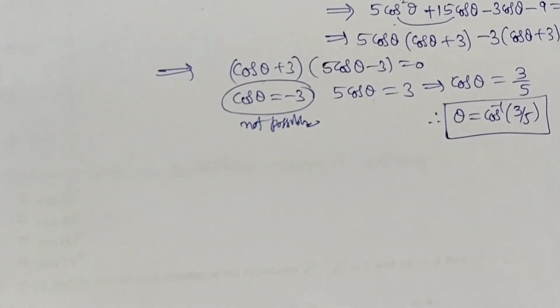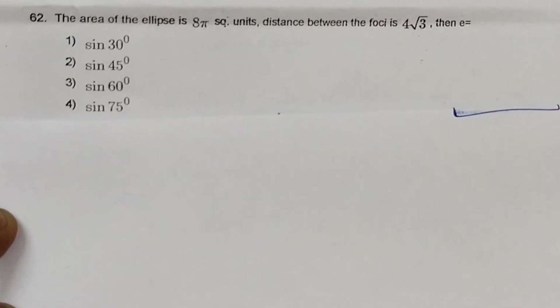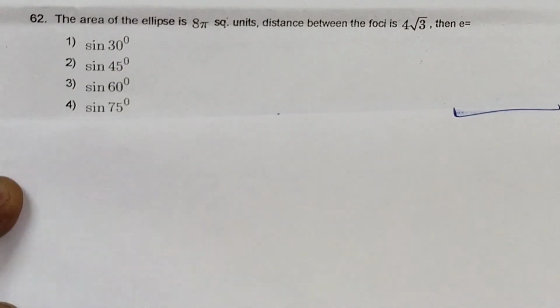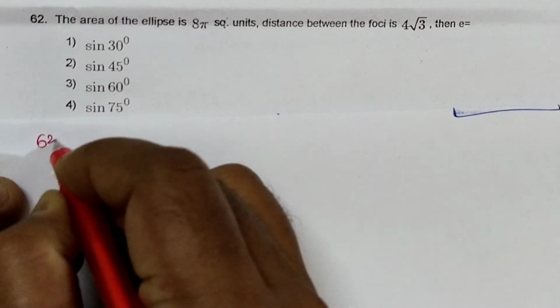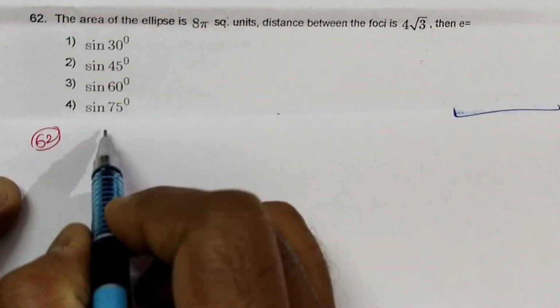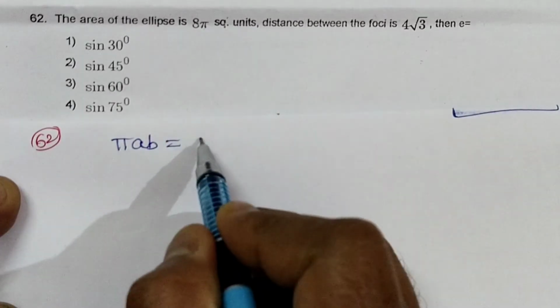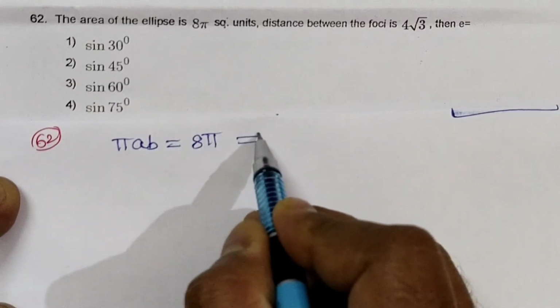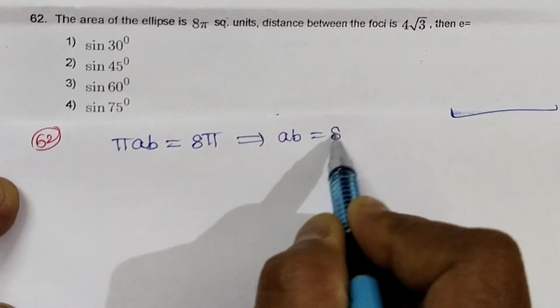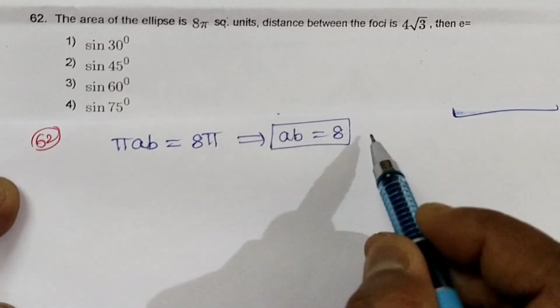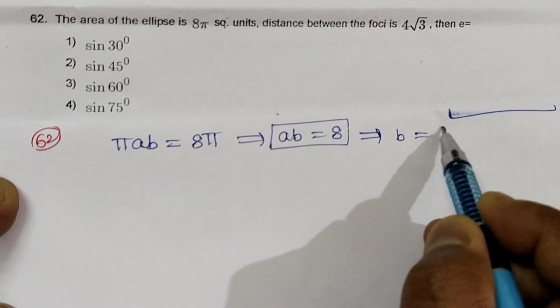So we'll move to the next question, question number 62. The area of the ellipse is 8 pi square units. The distance between foci is 4 root 3. Then the value of eccentricity is. The area of the ellipse is pi AB, which is equal to 8 pi. So that implies that AB is equal to 8. From that, B is equal to 8 by A.